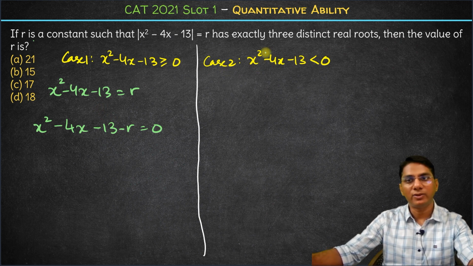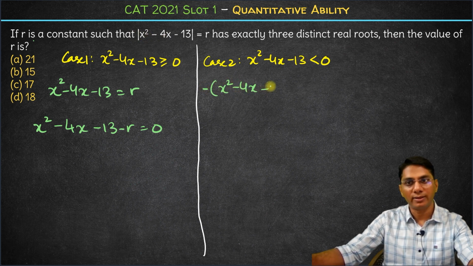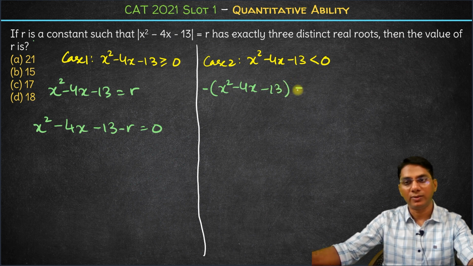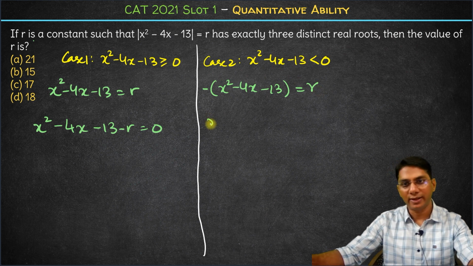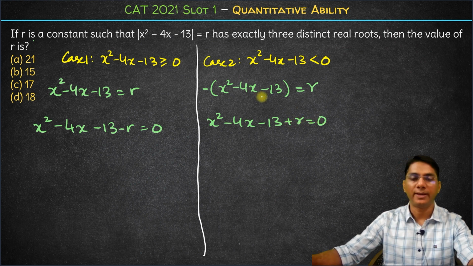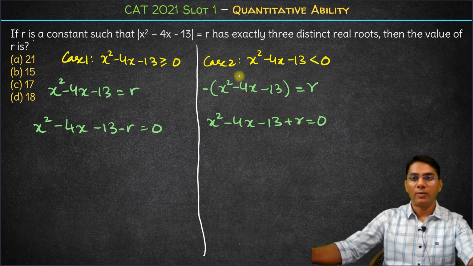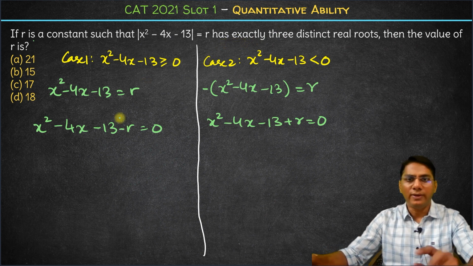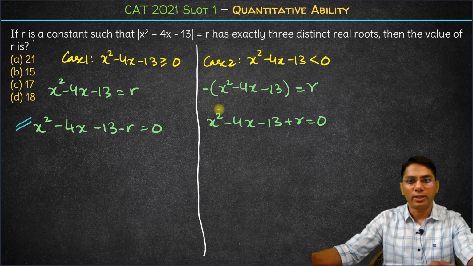And in the second case, if this whole thing is negative, the mod will be removed with a negative sign multiplied. So we'll have minus of x square minus 4x minus 13 is equal to r. Taking all these terms to the left side, we'll have x square minus 4x minus 13 plus r is equal to 0. Fine, this is what we have. So what we effectively have is two quadratic equations. One is this, the other is this.